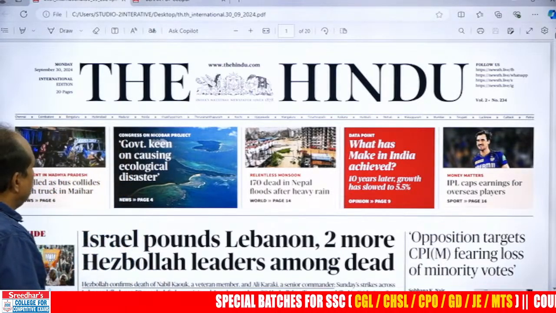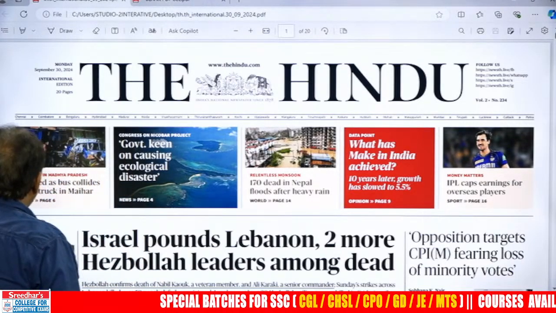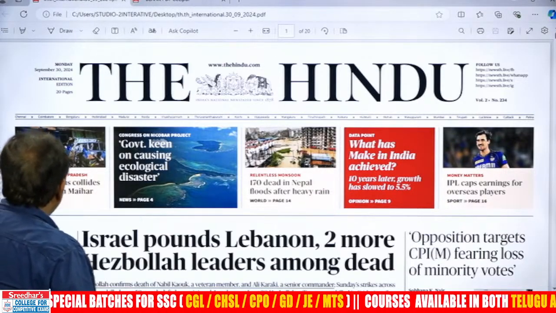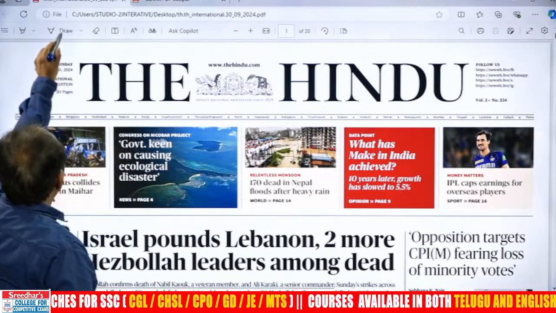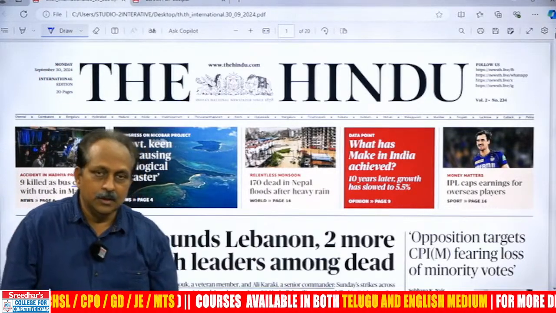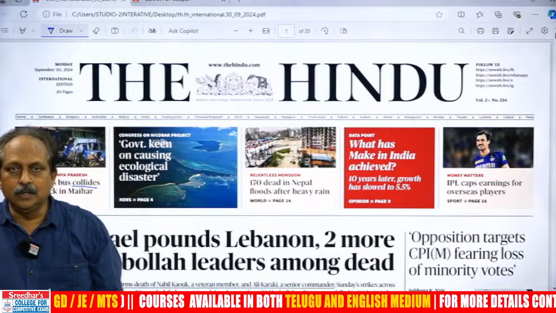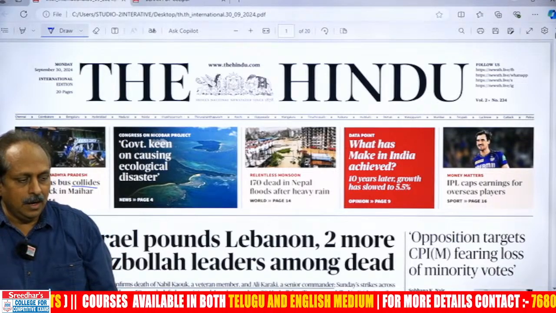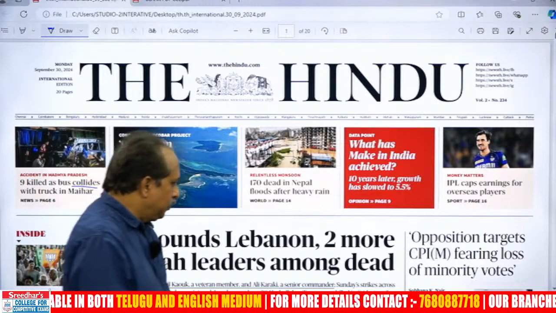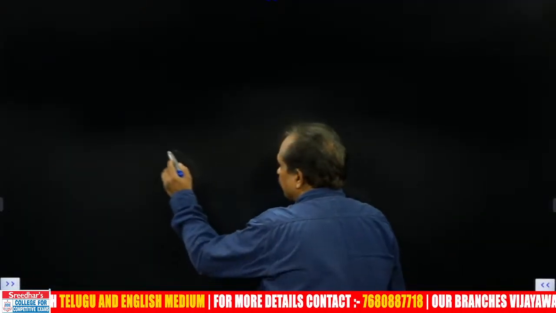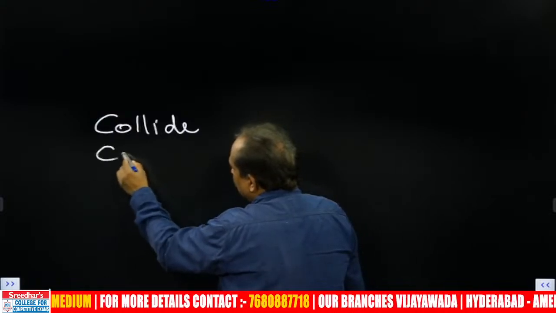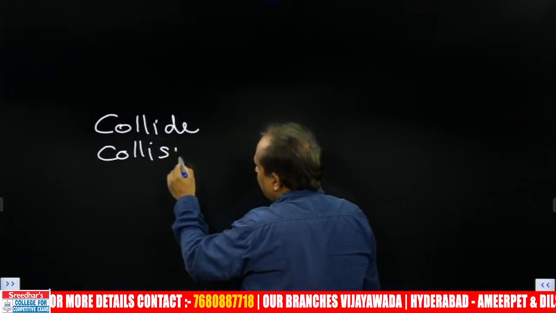The very first one, here it says, 9 killed as bus collides with truck in Mayhar. There's one word here, collide. Collide is a verb, it's a regular verb. And what is the noun form? Collision is the noun form. From collide you have collision.